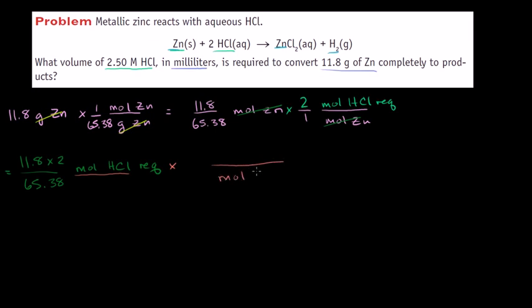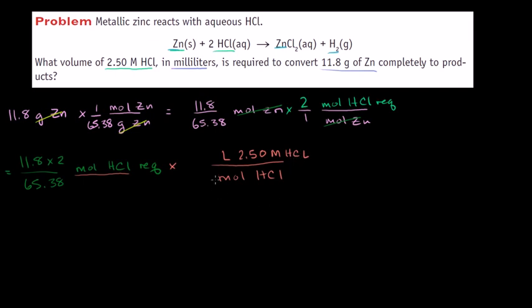Moles of hydrochloric acid, and we want liters of 2.50 molar hydrochloric acid solution. When anyone puts this big M there, that's molarity, you assume they're talking about a solution, because they're giving you the concentration of the solute in the total solution.